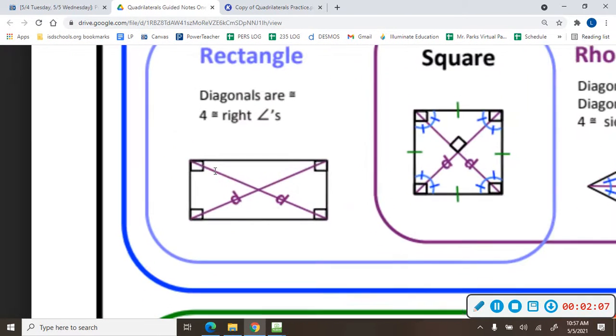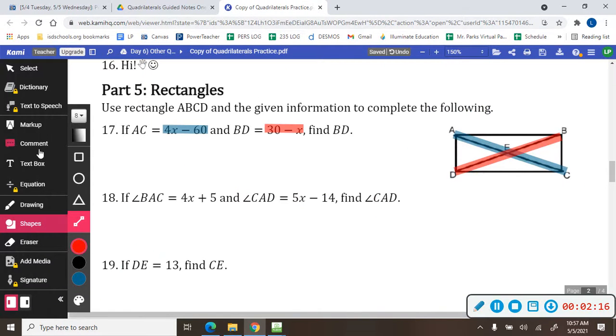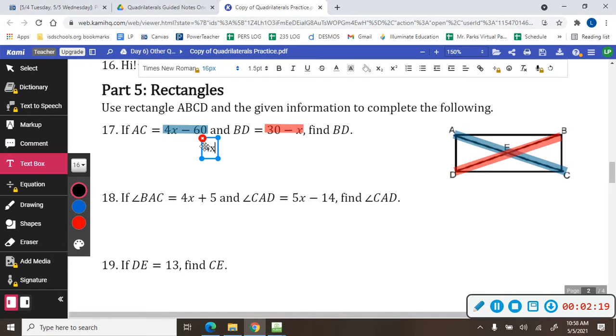On a rectangle, the diagonals are congruent. So that's my equal sign. I would say this diagonal equals this diagonal. So I would say 4x minus 60 equals 30 minus x. From there I would use algebra, possibly add x to both sides. There's one way. You get 5x minus 60 is equal to 30.